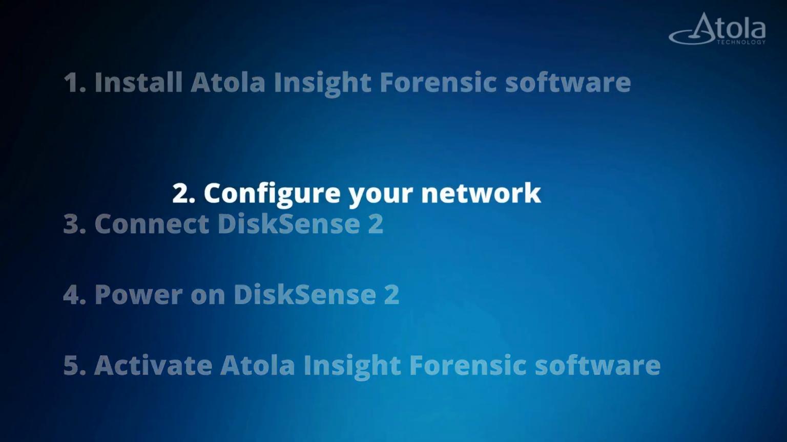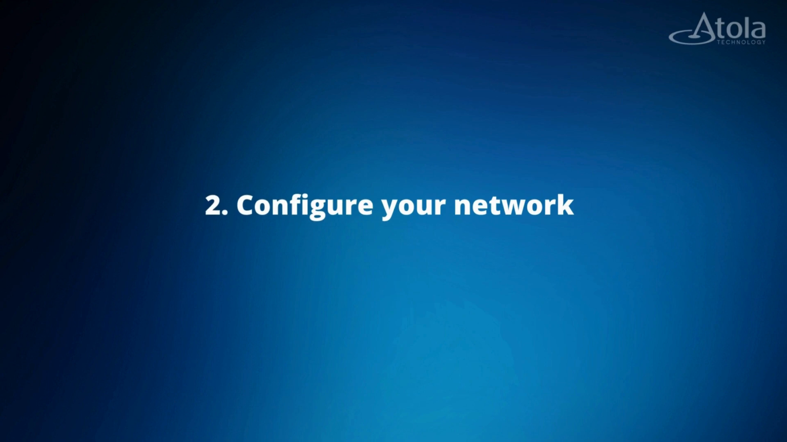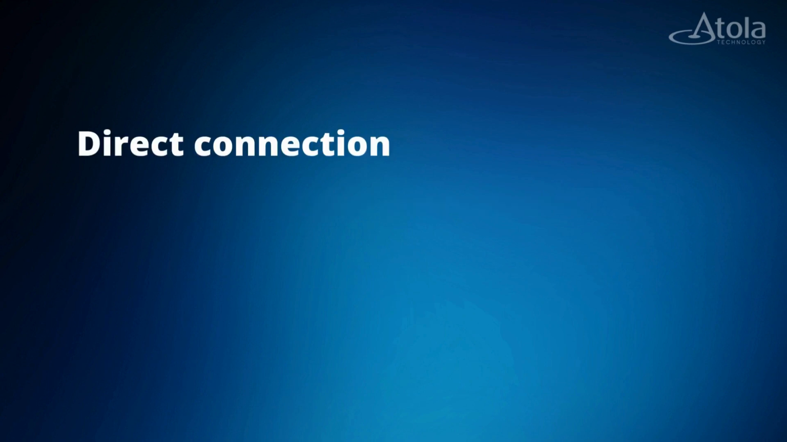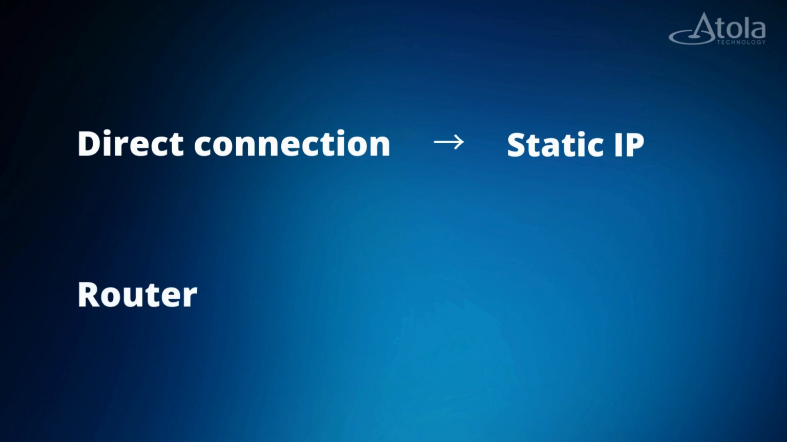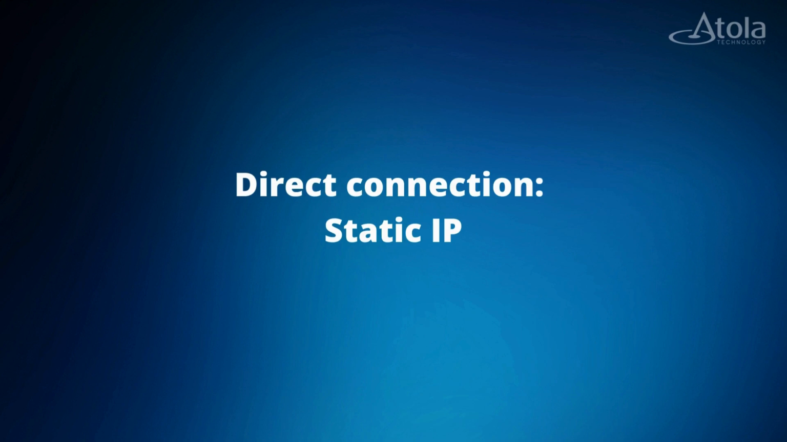Now you need to adjust the network settings on your PC. The DiskSense 2 hardware unit can be connected either directly to your computer, or through a network router or switch. If you plan to connect the DiskSense 2 hardware unit directly to your computer, we recommend using the static IP address. Here's how to configure your computer for this case.